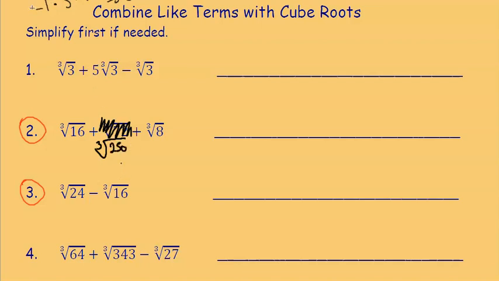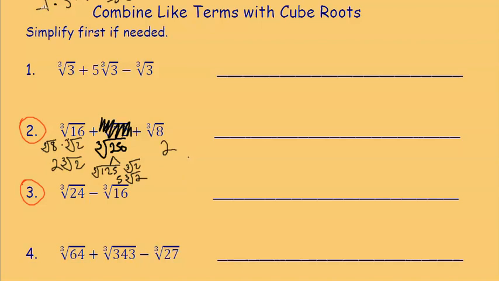From there we want to simplify each of the cube roots. The cube root of 16 is the cube root of 8 times the cube root of 2. That's 2 cube root 2. The cube root of 250 would be 125 times 2. So that would be 5 times the cube root of 2. And then the cube root of 8 is just 2.